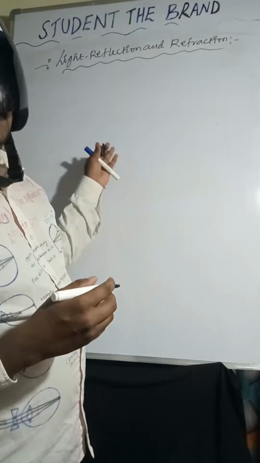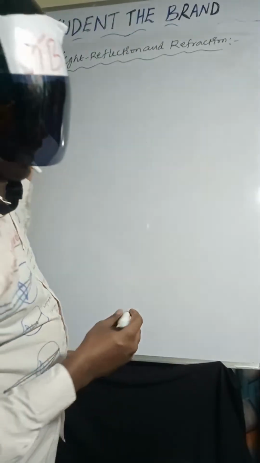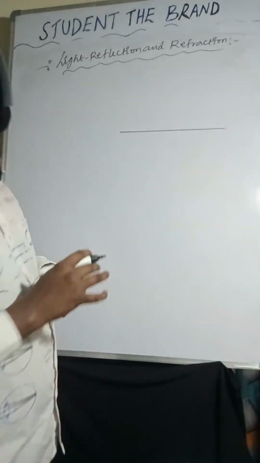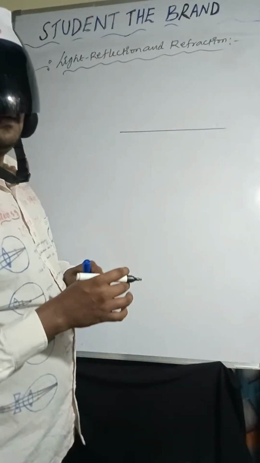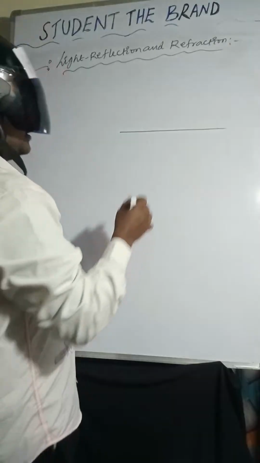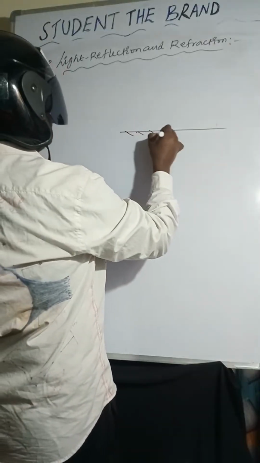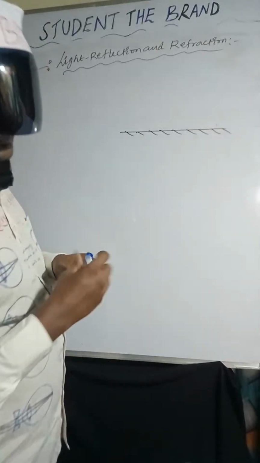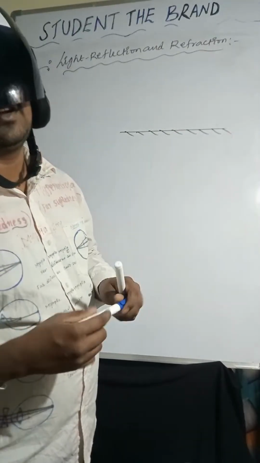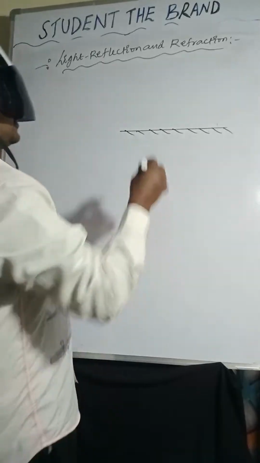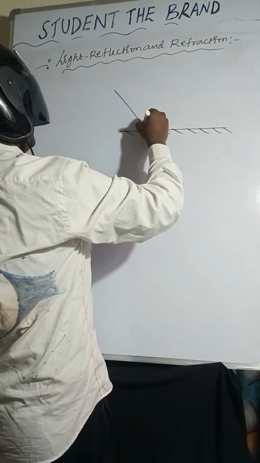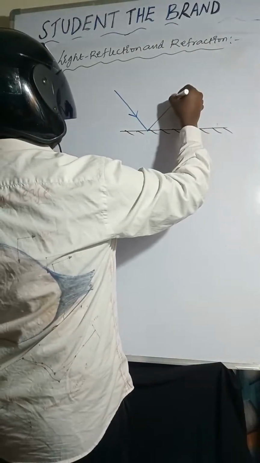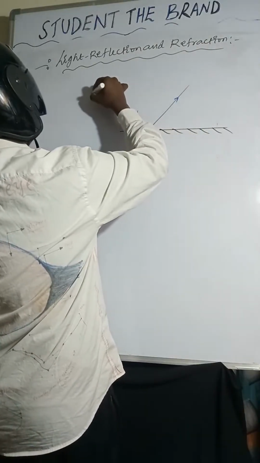So when light is incident on a surface, I'm taking here a plane mirror. The light ray which is incident on the surface is called the incident ray. The light ray which is reflecting back is called the reflected ray.